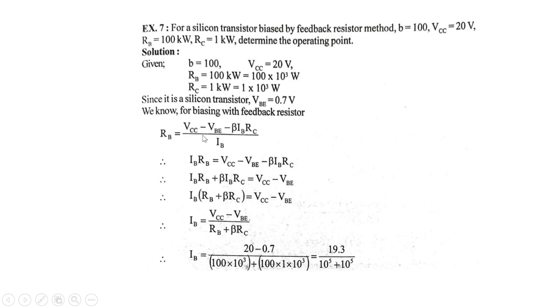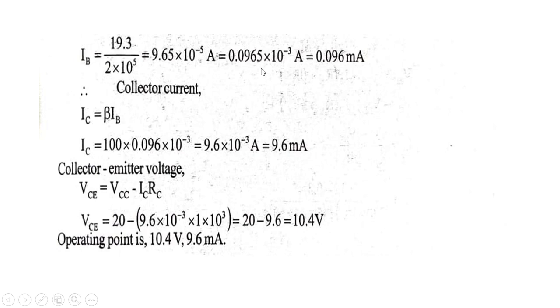So RB equal to VCC minus VB minus beta IB RC upon IB. So after simplification, IB equal to VCC minus VB upon RB plus beta RC. Therefore IB equal to 20 minus 0.7 upon 100 into 10 raised to 3 plus 100 into 1 into 10 raised to 3, that is equal to 19.3 upon 10 raised to 5 plus 10 raised to 5. So after simplification, IB equal to 0.096 milliampere.